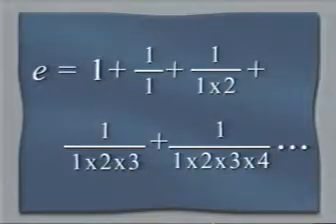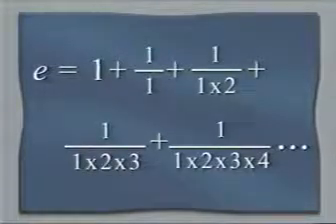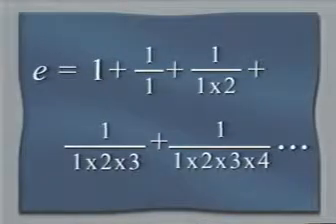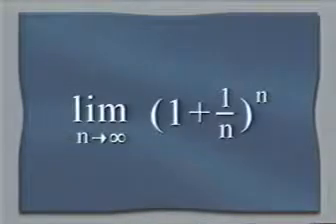And he defined this e as the sum of 1 plus 1 over 1 plus 1 over 1 times 2 plus 1 over 1 times 2 times 3 plus 1 over 1 times 2 times 3 times 4, ad infinitum. And this can be written symbolically as the limit, that is, where it's going, as n goes to infinity, of 1 plus 1 over n, all raised to the nth power.